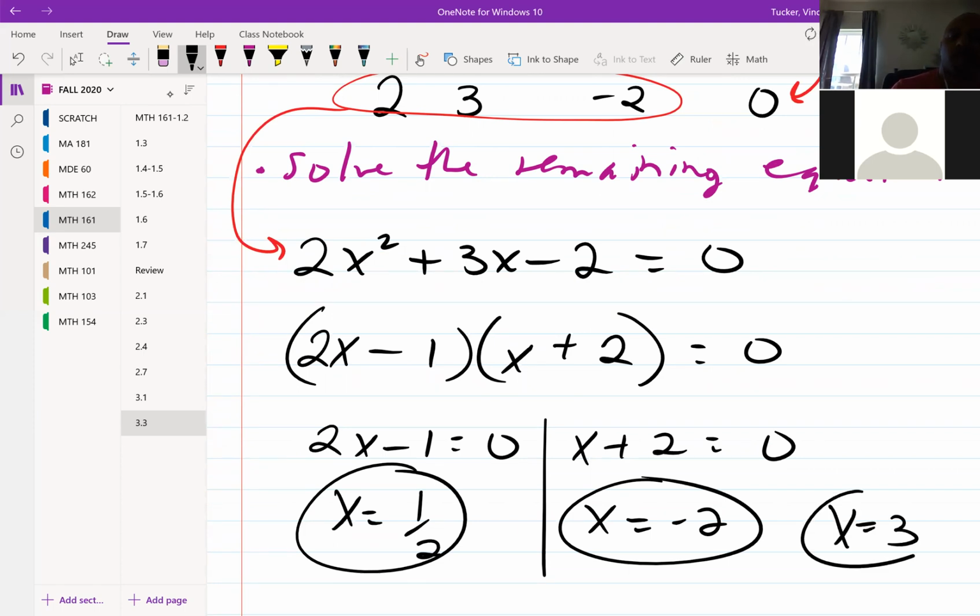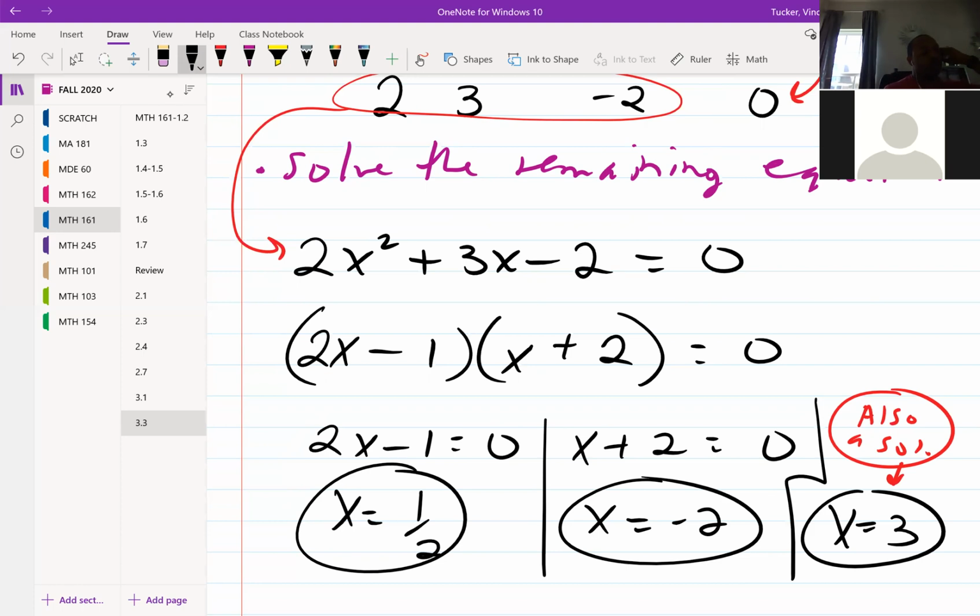And don't forget, x minus 3, the one that they gave you, is also a solution. So don't forget that one when you go to put in your answers. If they ask for you to solve or they ask for all of the solutions, that is one of them as well, even though they gave it to you. All right, questions.